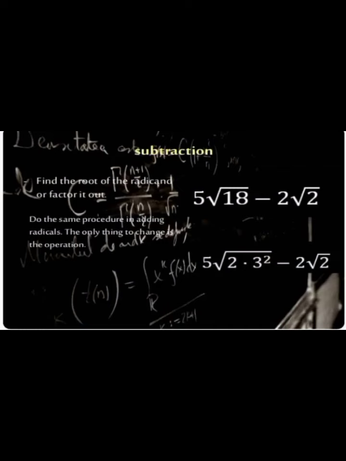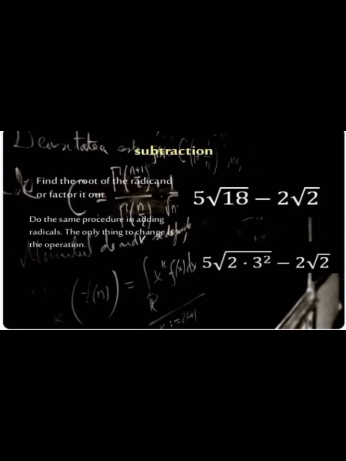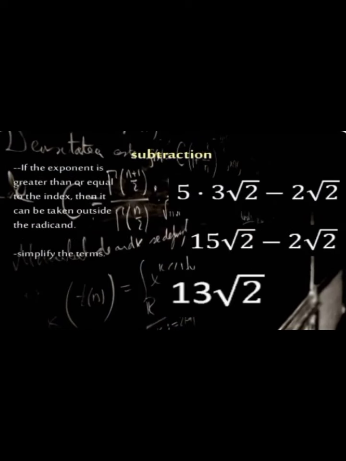There's no solution for the 2 inside the square root. Next, if the exponent is greater than or equal to the index, then it can be taken outside the radicand. So, 5 times 3 square root of 2 minus 2 square root of 2. 5 times 3 is 15. Copy the square root of 2 minus 2 square root of 2. 15 minus 2 is 13 square root of 2.